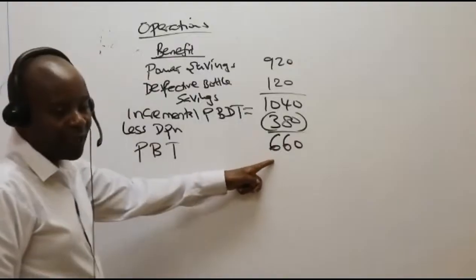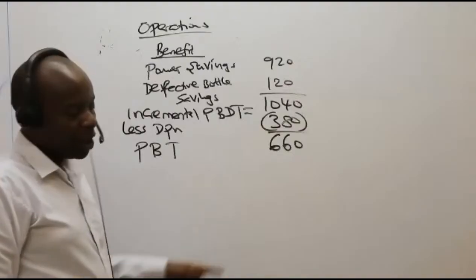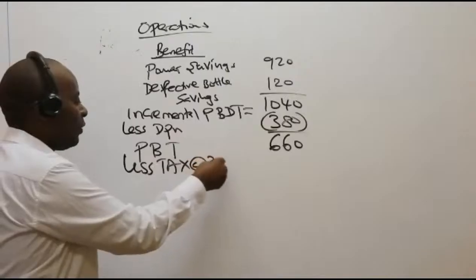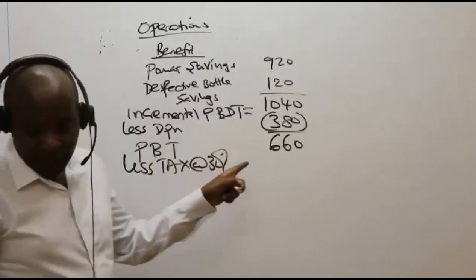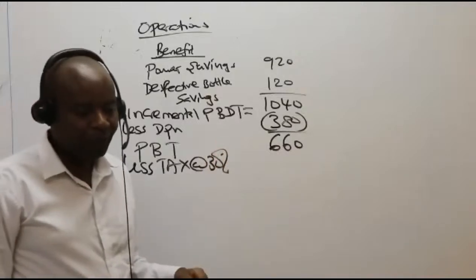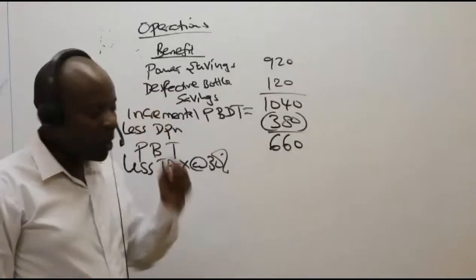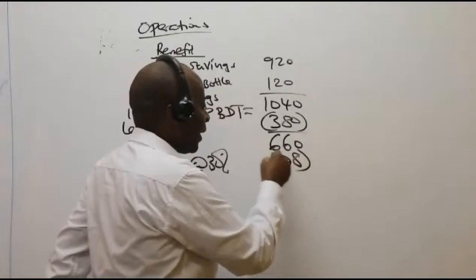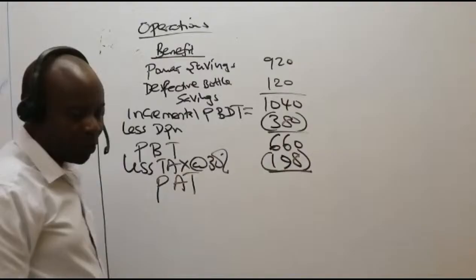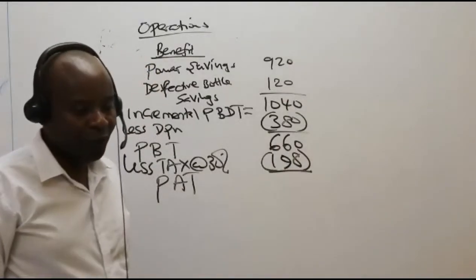Once I get this figure, ladies and gentlemen, straight away, I'm supposed to share this with the taxman. So come here and let's tax. Remember, they gave us a figure of 30%. So the taxman will get how much here, somebody? 198. So once I get this, I should be able to get the profit after taxation.